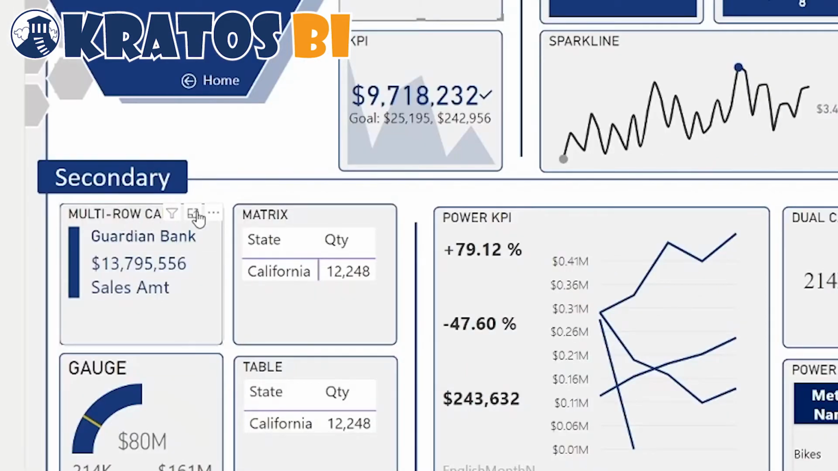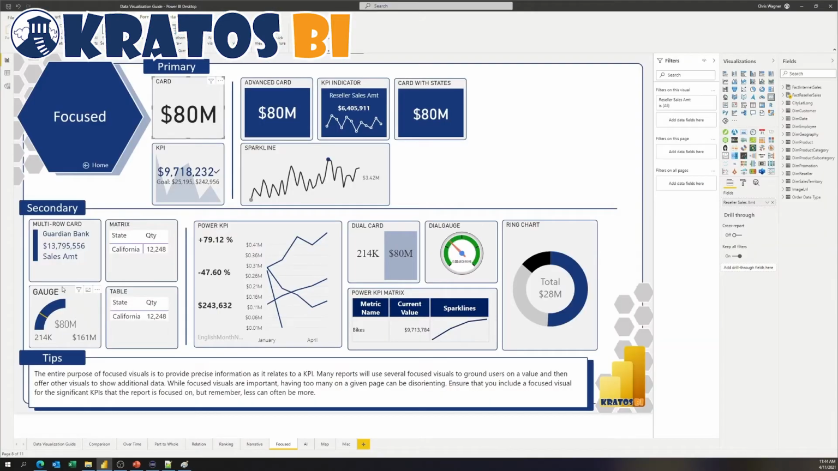The multi-row card is one of the few cards that can allow you to have many focused items on a page. So given a situation where you're asked to have 10, 15, 20 focus KPIs that a user is tracking, the multi-row card is excellent because it allows you to do that all inside of a singular visual, and it'll save you on performance, both on what's hit your cube and on your report page.